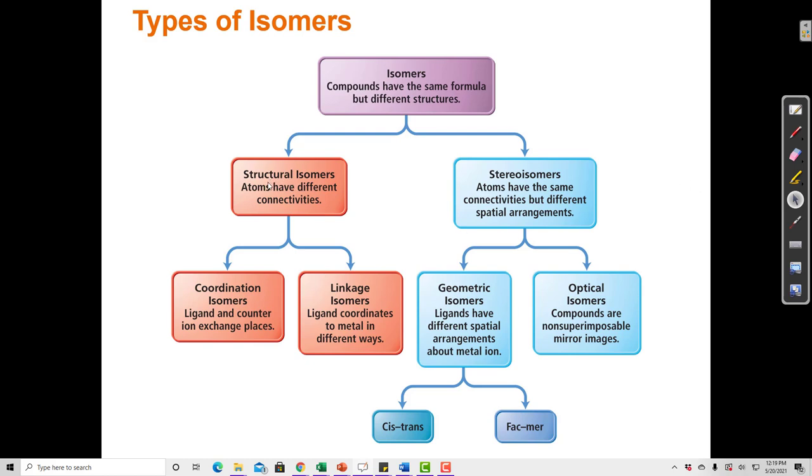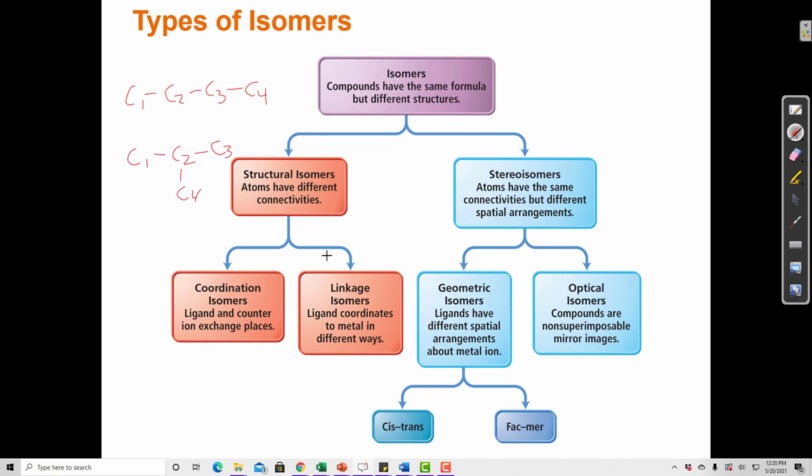Structural isomers have atoms with different connectivities, which means that when we look at the bonding pattern, we might have four different carbon atoms. When we draw the bonding pattern from atom to atom, they're different. So for example, in one structure, I might have carbon 1 bonded to carbon 2, which is bonded to carbon 3, which is bonded to carbon 4. And in another structure, I might have carbon 1 bonded to carbon 2, which is bonded to carbon 3, but carbon 4 is bonded to 2 and not 3. So structural isomers have different connections, so the bonding pattern of the atoms is different.